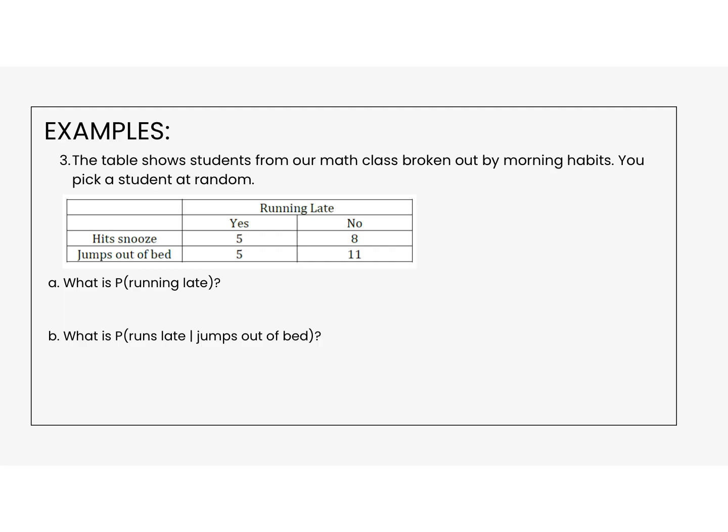Okay, we're going to look at another example. This table shows students from our math class broken out by morning habits. You pick a student at random. What is the probability that a student is running late? So that would be 10 out of a total of 29, because there are 19 no's, 10 yeses. So 10 out of 29, we can't simplify that, so we're good.